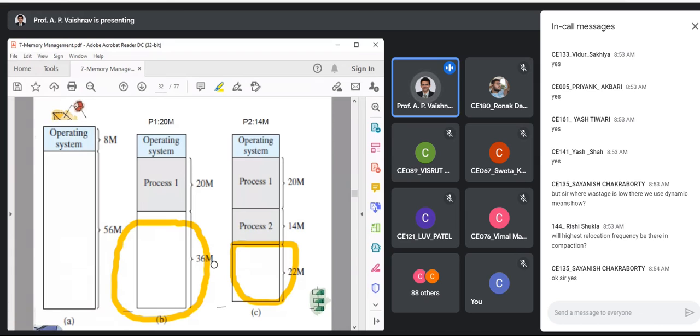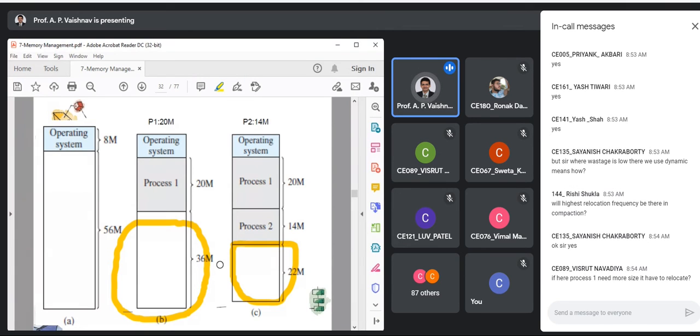Okay, fine. Highest relocation frequency will be there in compaction, obviously, right? But that depends upon how frequently you do relocation. If you are not doing relocation frequently, then it will remain similar, you can say, not same. But in an ideal scenario, relocation is required very frequently because you are having a continuous flow of processes going in and out, so relocation, or compaction, is being done very frequently. So yes, I agree with your point.